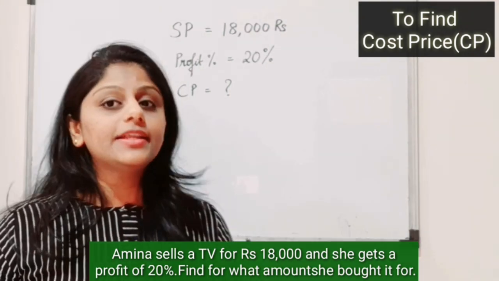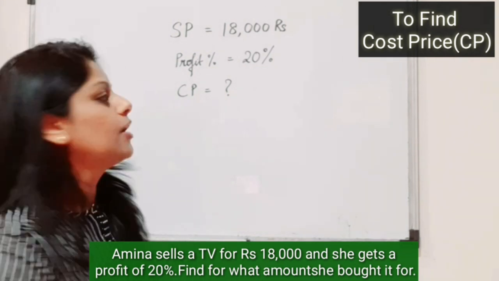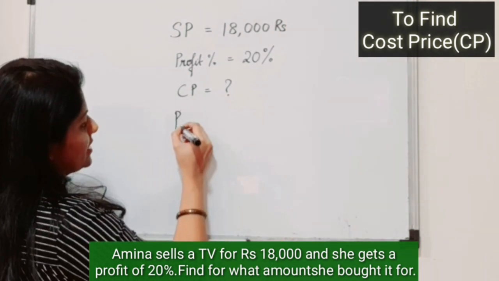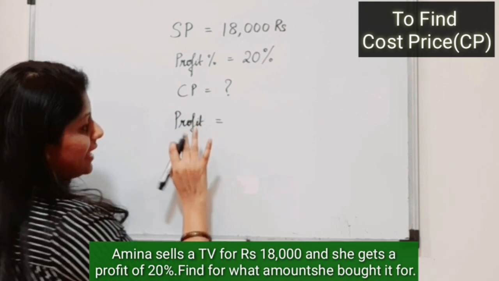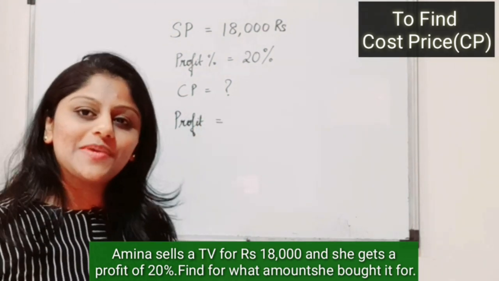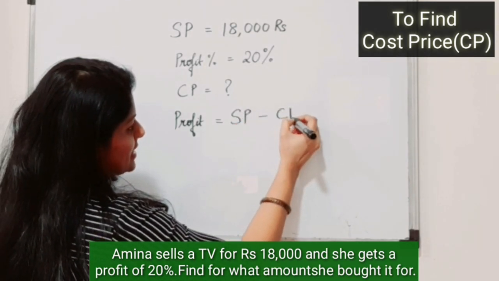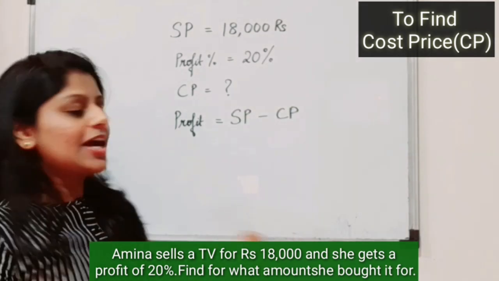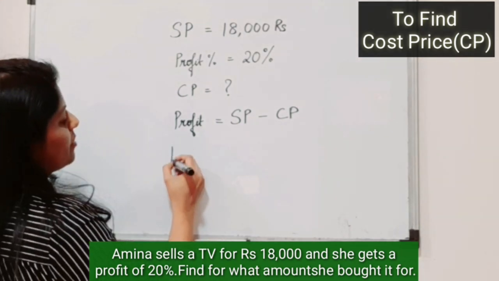And for finding the cost price, if profit and the selling price are given, what is the formula of profit? Profit is equivalent to, in case of profit, which will be greater? Selling price. Therefore, SP minus CP. But the thing is that we don't have profit here. We have only profit percent. Then what will be the formula?